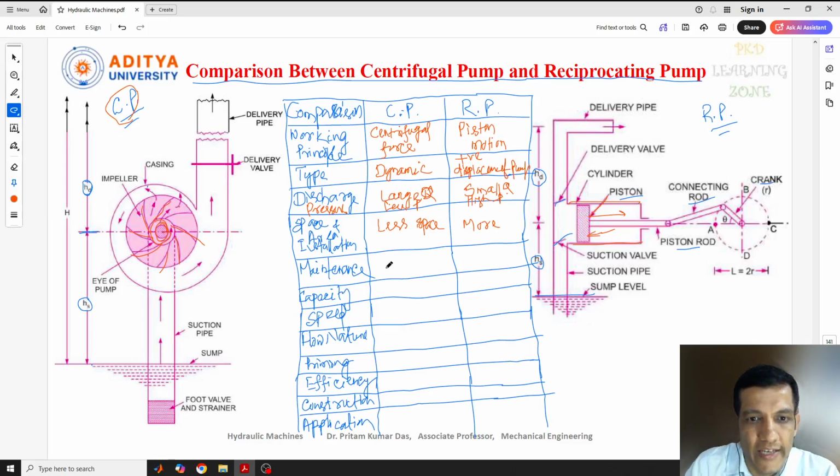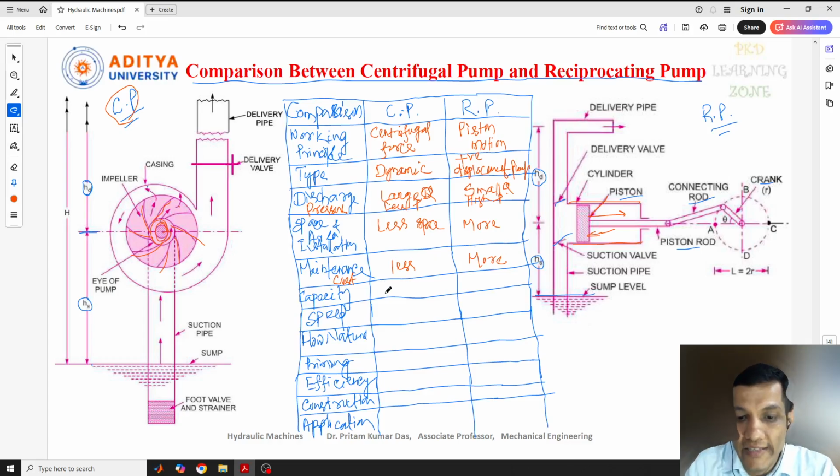Now coming to the maintenance cost. For this it is less. As you can see, very few components are used here, so it is less. Here, if you see piston, cylinder, connecting rod, crank, all these things are there. Due to that we require more maintenance cost for this, or high maintenance cost, you can say.